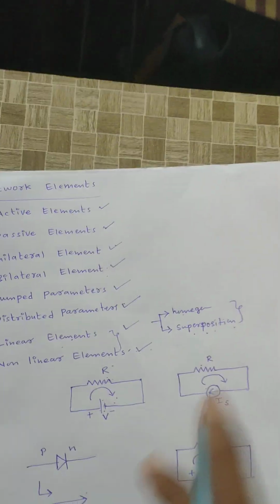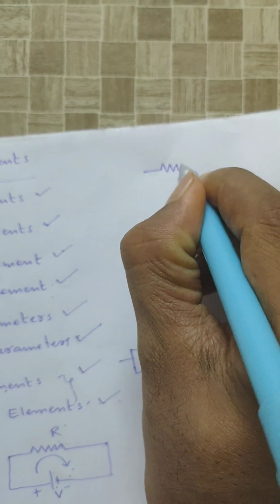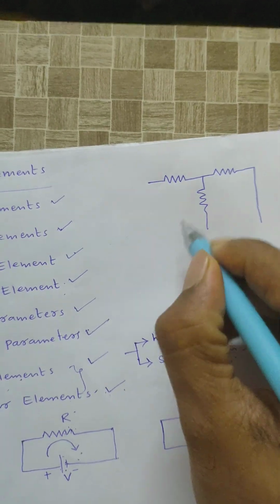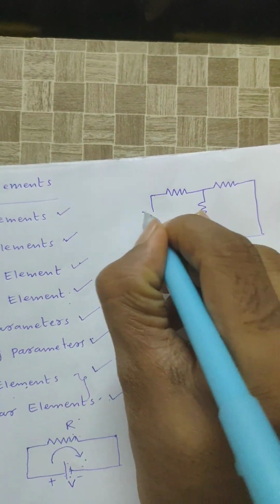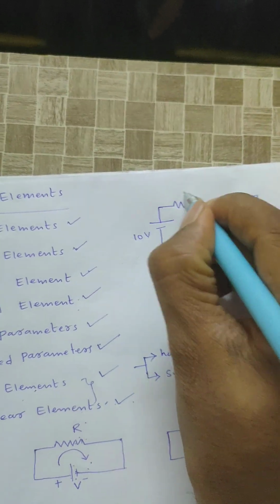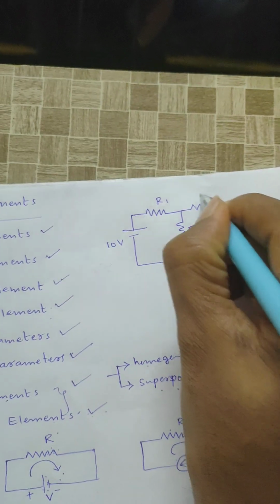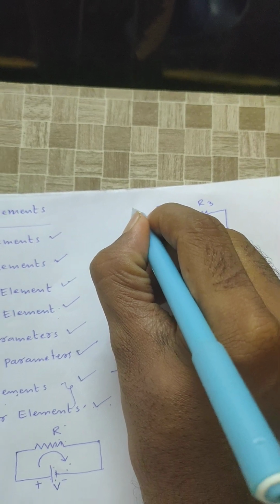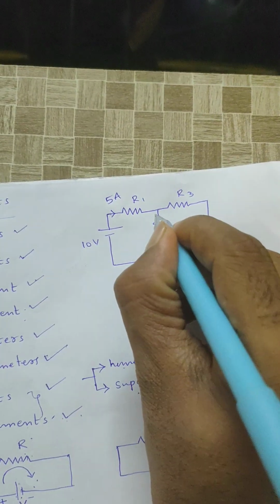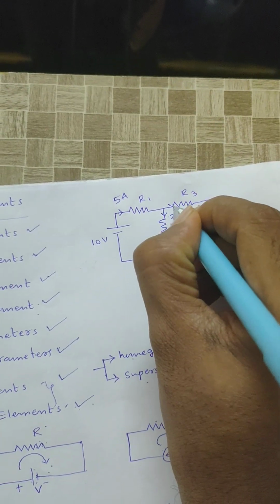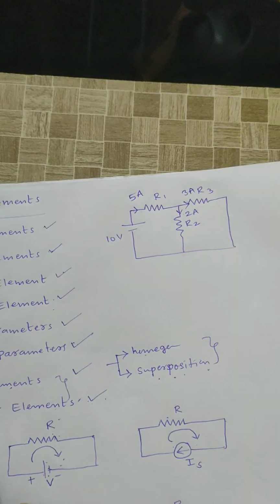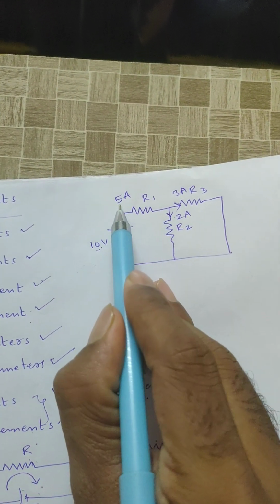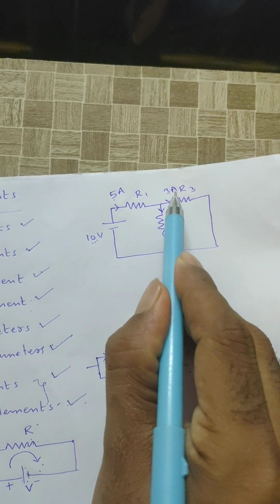For the circuits point of view, let us consider one circuit. Here the supply voltage will be 10 volts, with R1, R2, R3, right? Assume in the first case the current flowing through R1 will be 5 amperes. This 5 amperes is divided into 2 amperes and 3 amperes. So if a 10 volt supply produces a current of 5 amperes, this 5 amperes is divided into 2 amperes and 3 amperes, right?